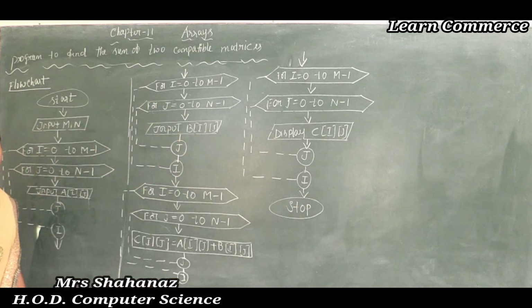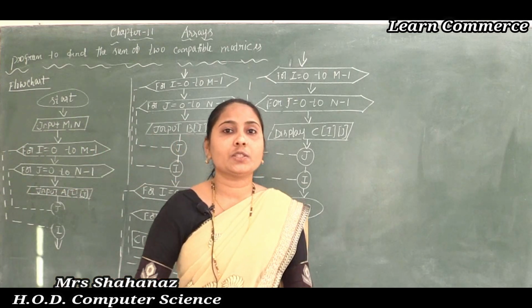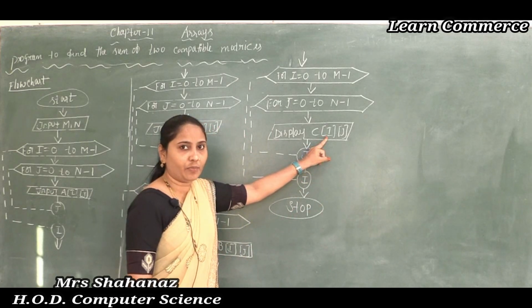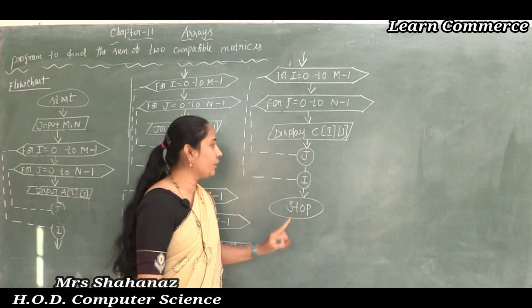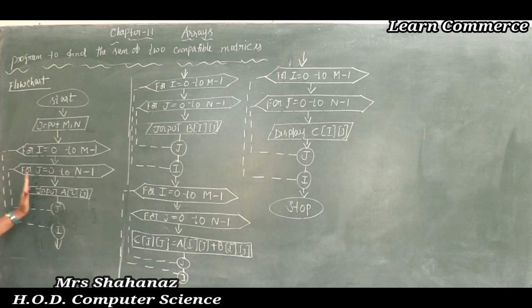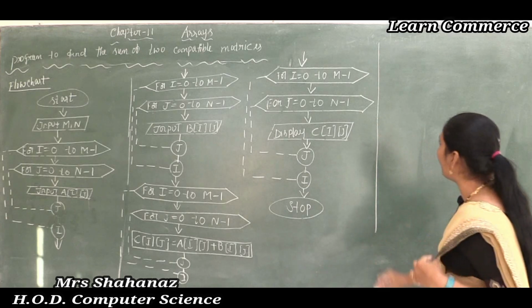After displaying the result of A of ij and B of ij here, such value we need to display in C of ij. After displaying the value one by one here, the result of the C of ij, later we are going to stop the program. So clear this point here. Now let's write the program. Now I am going to complete the program here.